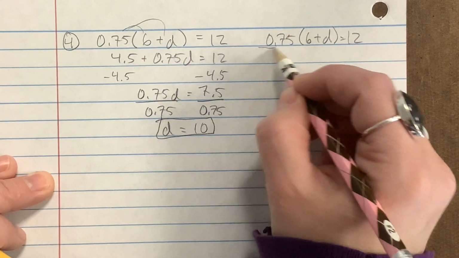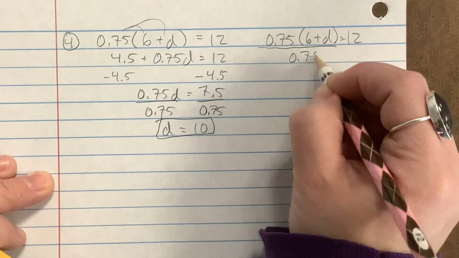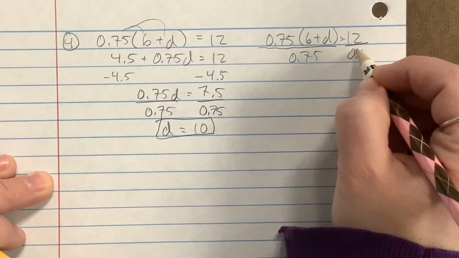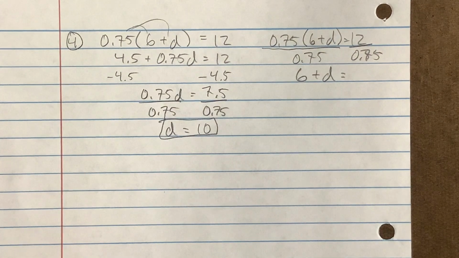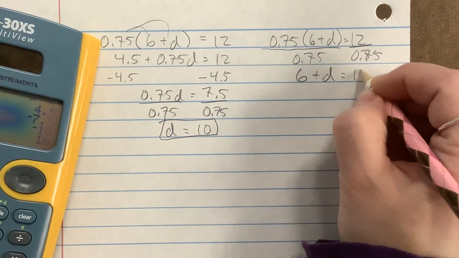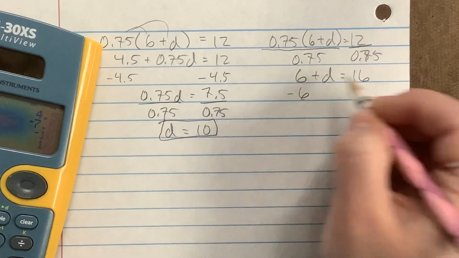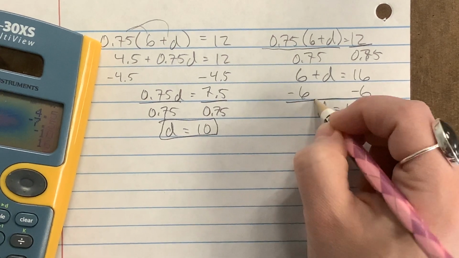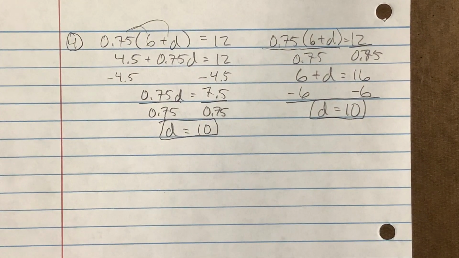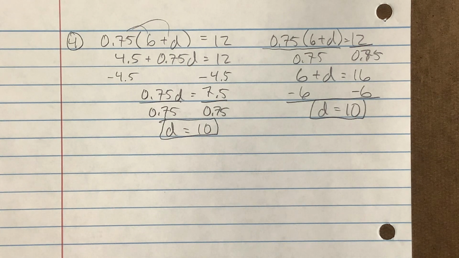Okay, if we do it the book way, we're going to divide by 0.75, divide by 0.75 first, left with 6 plus D equals, and then 12 divided by 0.75 is 16. Then we subtract 6 and subtract 6, and D equals 10. So we don't have to deal with quite as many decimals if we divide first, which is totally fair. But also, whatever. It is what it is.